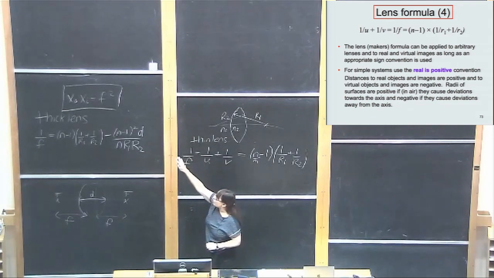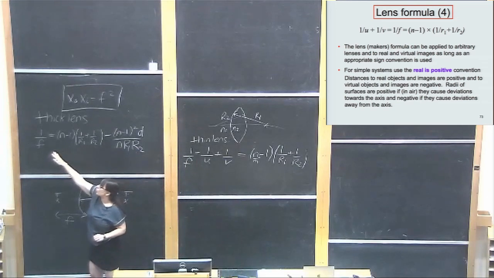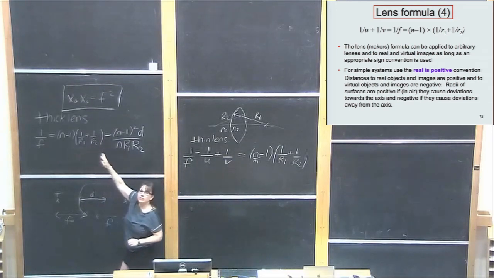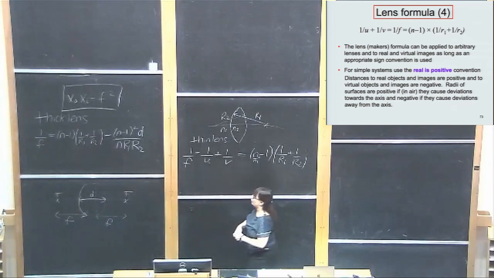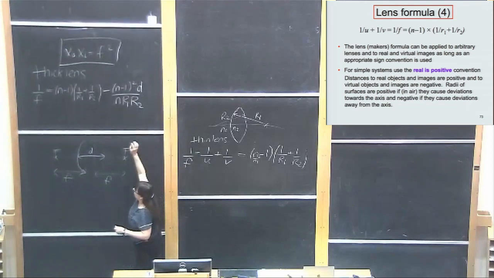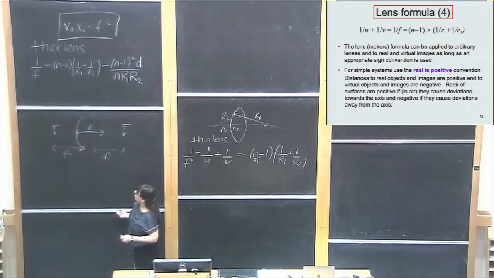Bear in mind though that this isn't without any approximations. This still is within the paraxial approximation. It's a thick lens, but a paraxial approximation formula. And here I've just defined how the focal length is defined and how D is defined.